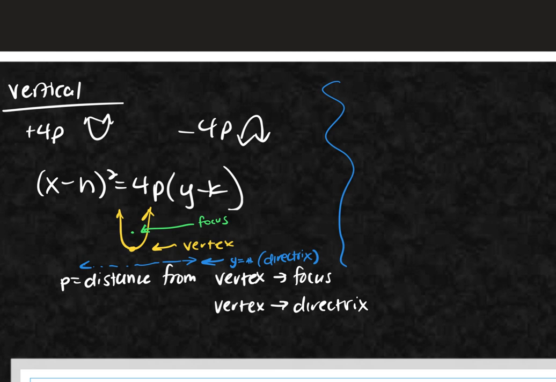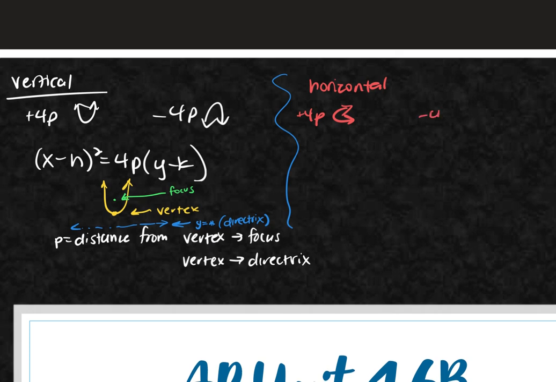Then you had your horizontal, where if it's a positive 4p, it opens to the right. And if it's a negative 4p, it opens to the left. And these are your y. So (y − k)² = 4p(x − h). Same thing here. The p is the distance from the vertex to the focus and the vertex to the directrix.